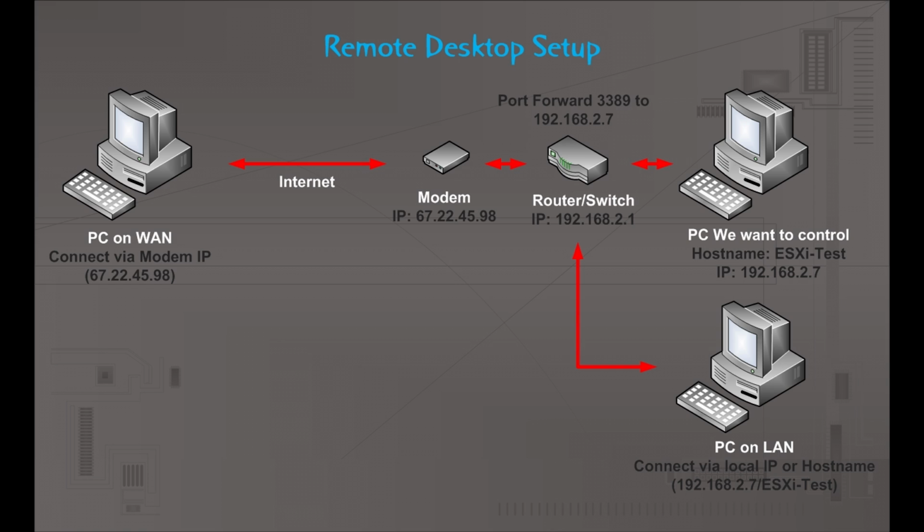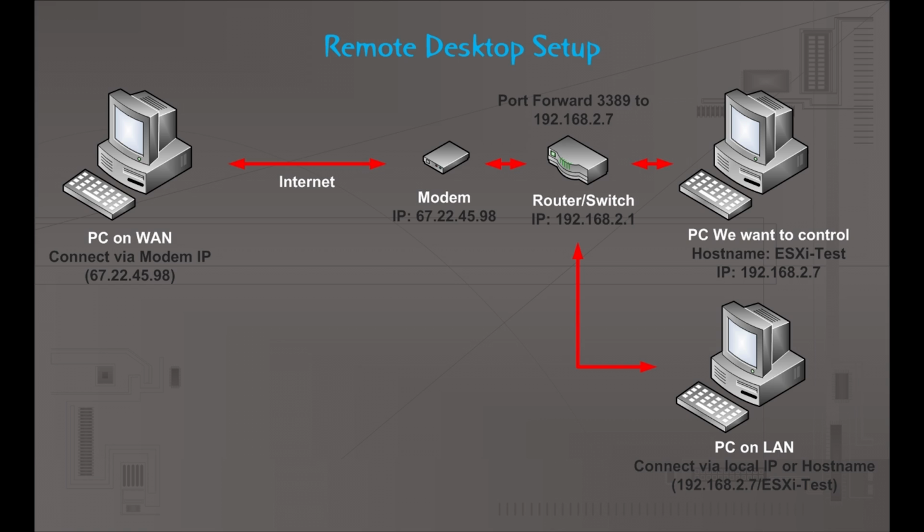Once all that has been done, we go to the PC below it, the PC on the LAN. On that PC, we're going to pull up a remote desktop session by going Start, Run, MSTSC, or accessing it via the program menu and accessories. And we're going to type in either the IP address or the host name of the remote PC that we want to control on the LAN, which in this case would be ESXi-test or the IP 192.168.2.7.